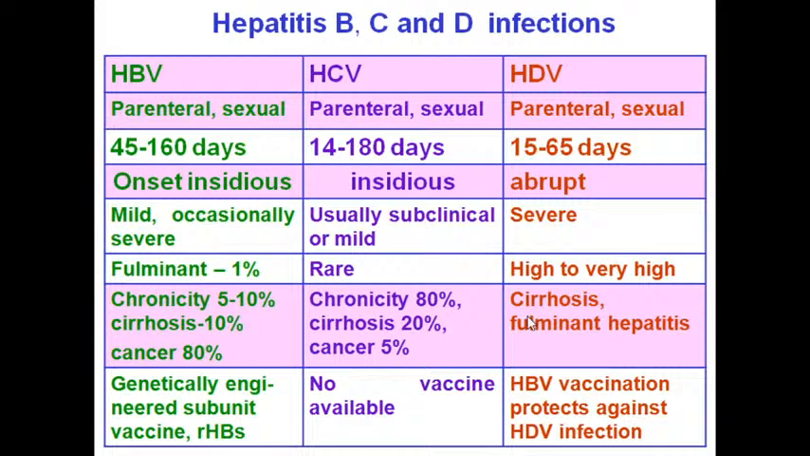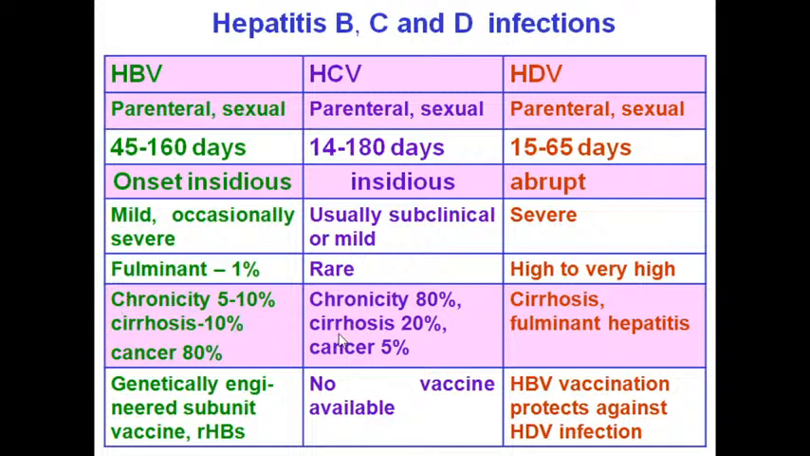For hepatitis D, the infection is usually severe. Here we evaluate the ability to cause fulminant, or very rapid lethal, hepatitis. Hepatitis B virus can cause fulminant hepatitis in 1% of infected individuals. For HCV, it's extremely rare. And for hepatitis D, it's a high to extremely high frequency of fulminant disease. When HDV is combined with HBV, the liver damage is usually very severe.